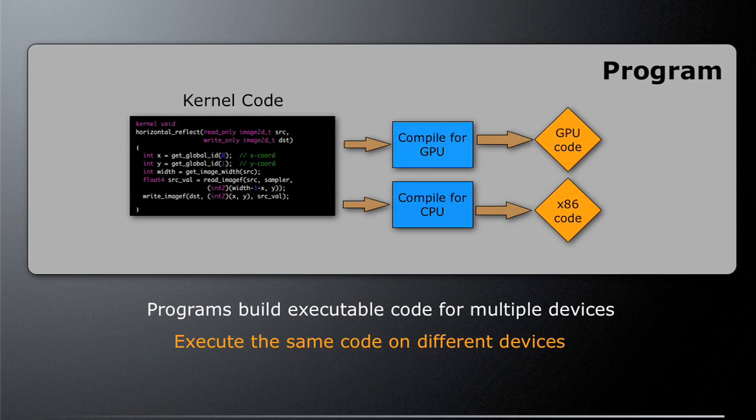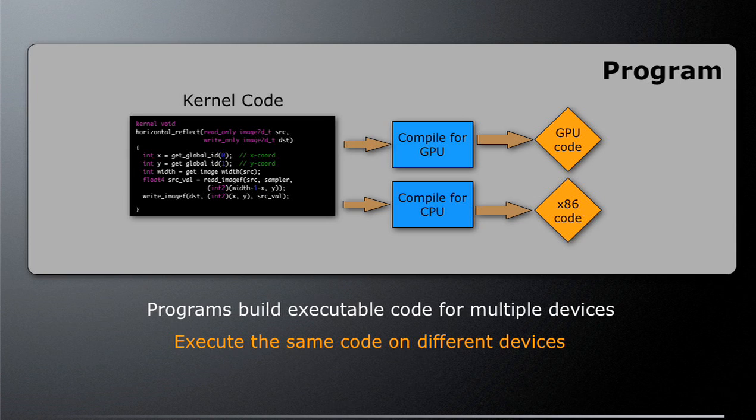So let's start. Let's say we have a program object here. The first thing we're going to do is have some kernel code, shown on the left. We're going to take that kernel code and compile it for the GPU, and that'll give us GPU code. But let's say we also have an OpenCL device that is using the AMD CPU. In that case, we'll have to compile it for the CPU, and we'll get x86 code for that. So we'll have two different kernel binaries, one that'll run on the GPU and one that'll run on the x86 CPU.